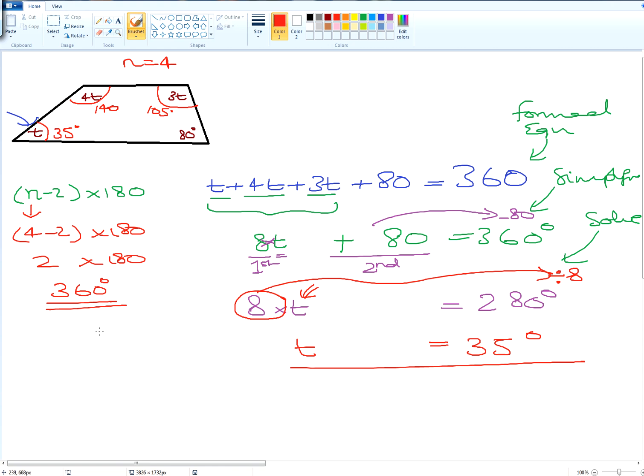Now, if you look at this sheet, can you see some of the questions have got no diagrams, they've got writing? Should we do one of those next?